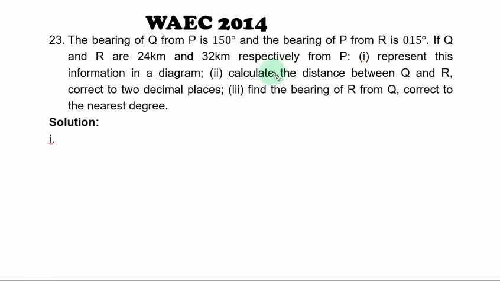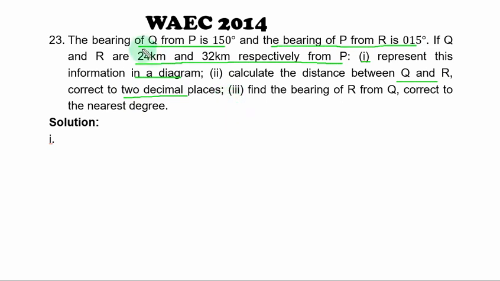Example 23. The bearing of Q from P is 150 degrees, and the bearing of P from R is 015 degrees. If Q and R are 24 kilometers and 32 kilometers respectively from P, (i) represent this information in a diagram, (ii) calculate the distance between Q and R, correct to 2 decimal places, (iii) find the bearing of R from Q, correct to the nearest degree.